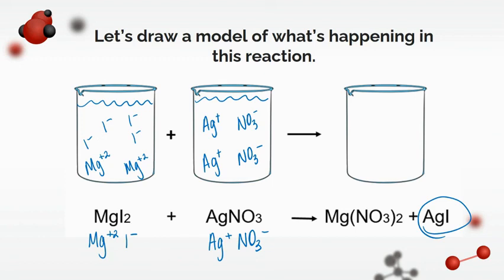And when we add them together, what happens is we form a solid of silver iodide, because that is our precipitate. So a solid is going to gather at the bottom. There's a solid forming at the bottom, because remember, solids clump together at the bottom of a beaker. And because it's a solid, these are bonded together. So we would just write it as AgI. And then magnesium and nitrate are going to stay ions because they're soluble.